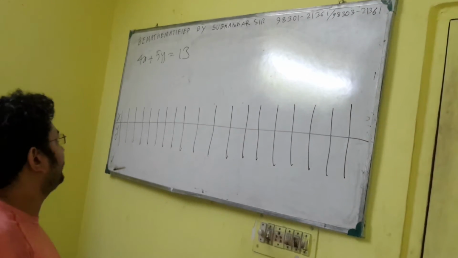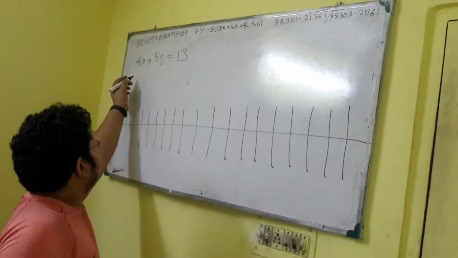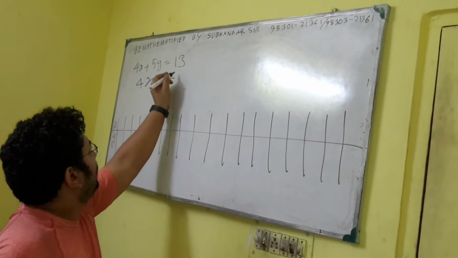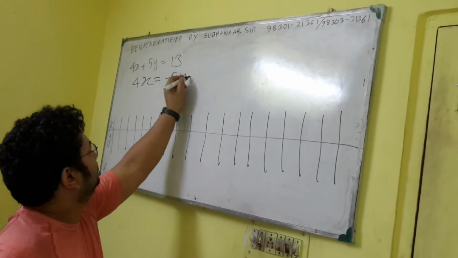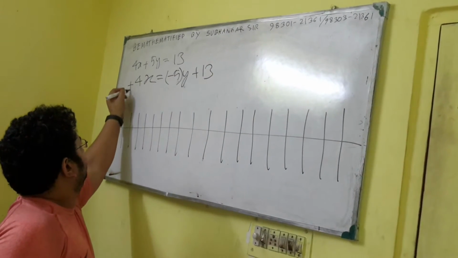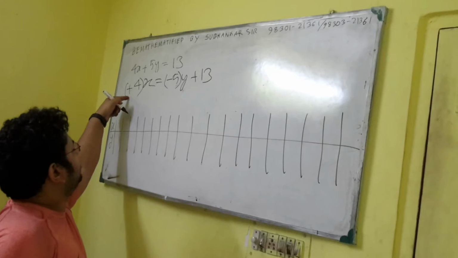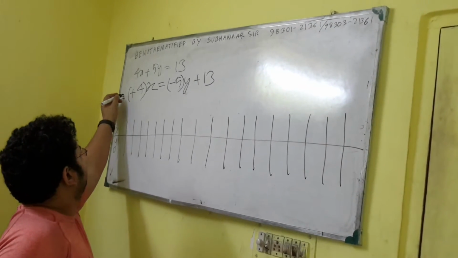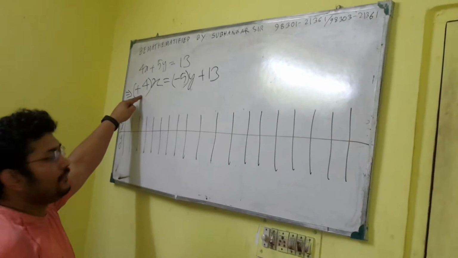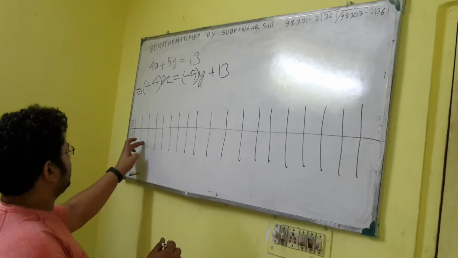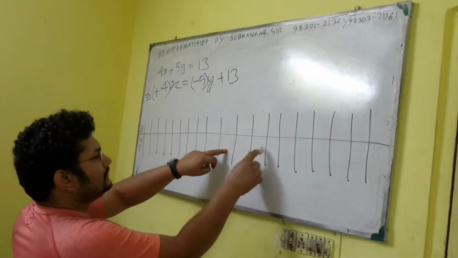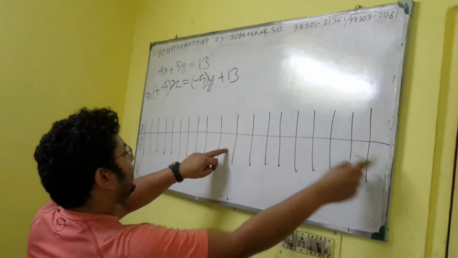Let's see. First thing first, write x and y on opposite sides of the equation sign, like this. Please be very careful to write this plus. Now, the coefficient of x is plus 4. So in the middlemost value, 1, 2, 3, 4, 5, 6, 7, 8, 9. This is the middlemost value.